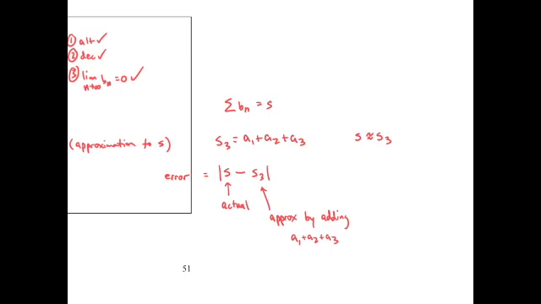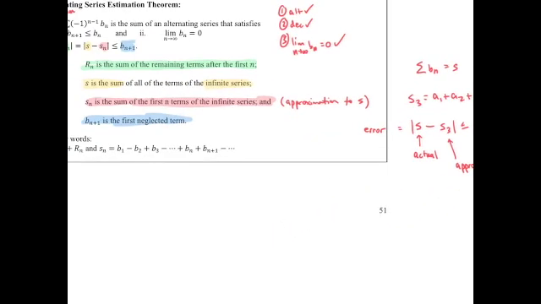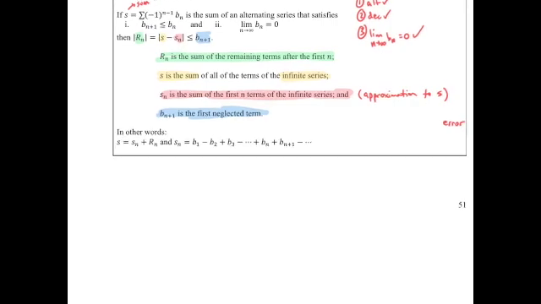This theorem says that it is less than or equal to the first term we don't use. So the first neglected term, which in this case is a sub 4, because I did not use the next term in the particular series. I didn't add a sub 4. That was the first one I did not add. Okay, I'm going to give you a visual that hopefully helps you make some intuitive sense of why this works. Okay, so here's what we're going to do.